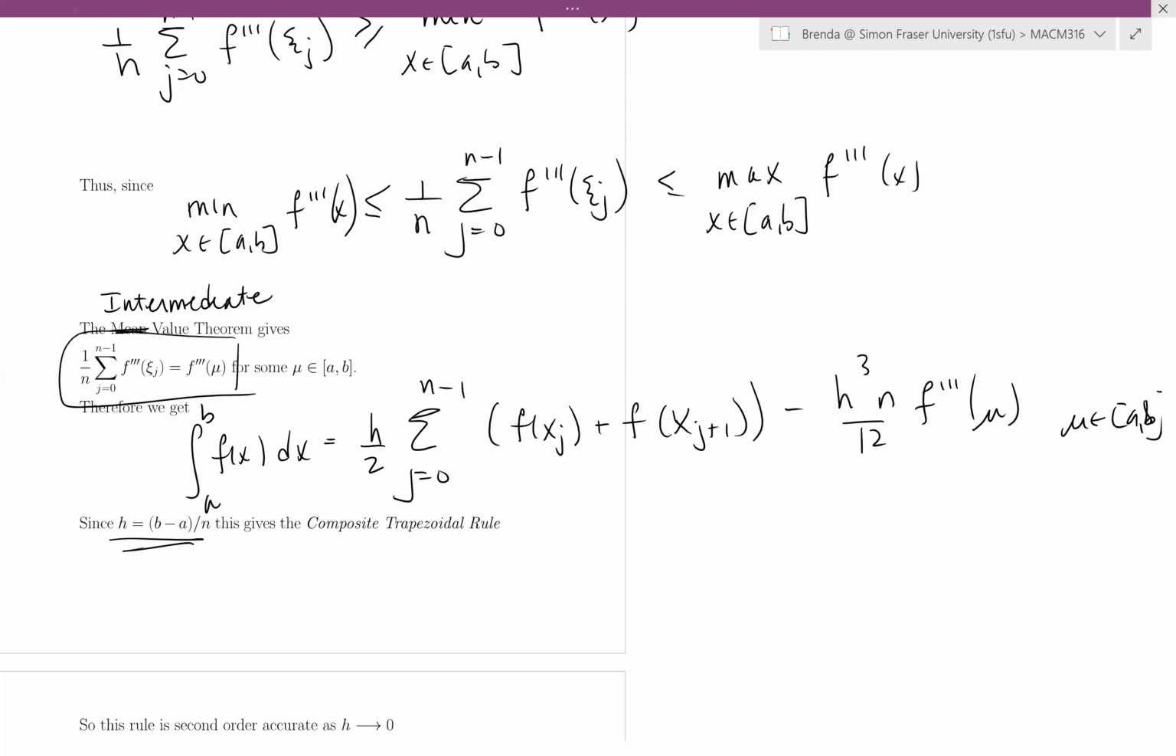Okay, so we have h. If we have equal spacing in the interval that we're dividing up, then the equal spacing distance will be b minus a over n. And that of course means that nh is equal to b minus a. Okay, and then we get the composite trapezoidal rule. Here it is, a to b.